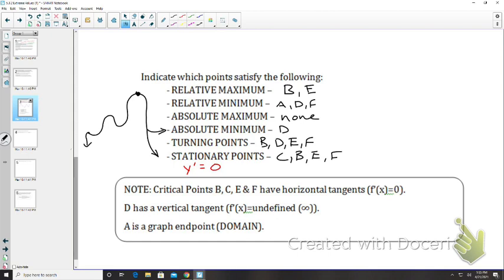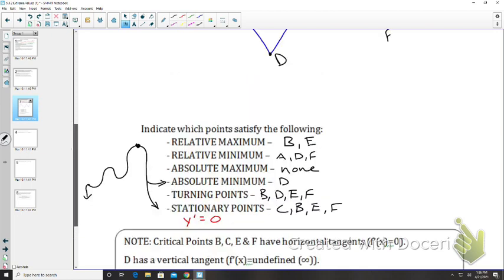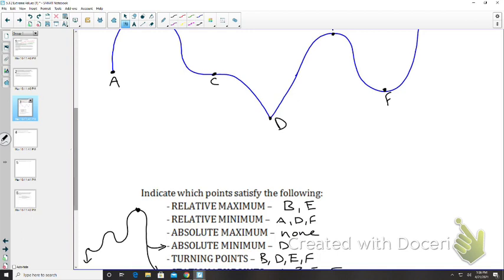So critical points B, C, E, and F have horizontal tangents. f prime of x equals 0. D has a vertical tangent. It's undefined, right? Remember when we were doing limits, we couldn't find the limit of something when it has a really sharp turn like that. Same thing. So if it's a vertical tangent like a V, we say that's undefined. And A is a graph endpoint. That's just where it starts. That's why I didn't draw the line going down forever.